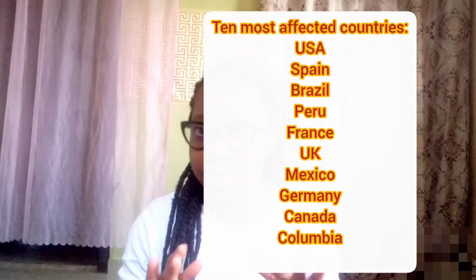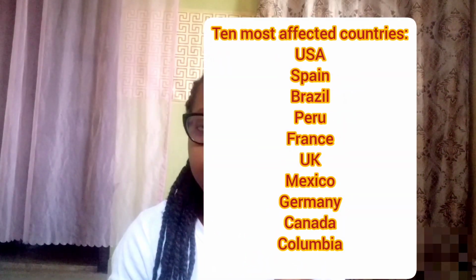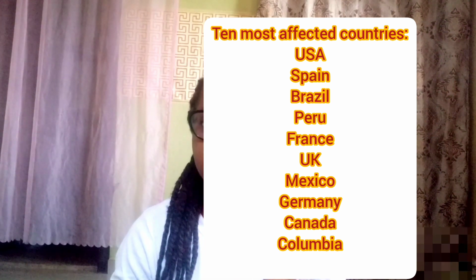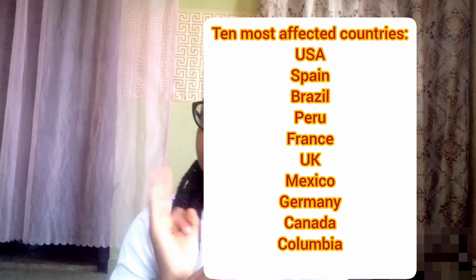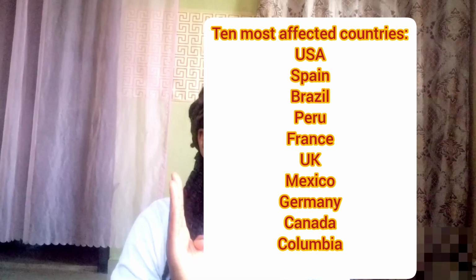We go to the countries. Now, globally, the 10 most affected countries are, listen carefully: United States of America, Spain, Brazil, France, Peru, UK, Germany, Mexico, Canada, and Colombia. In Africa, the most affected country is Nigeria, followed by the Democratic Republic of Congo, and the third is Ghana. The fact that your country was not listed does not mean you are not at risk.